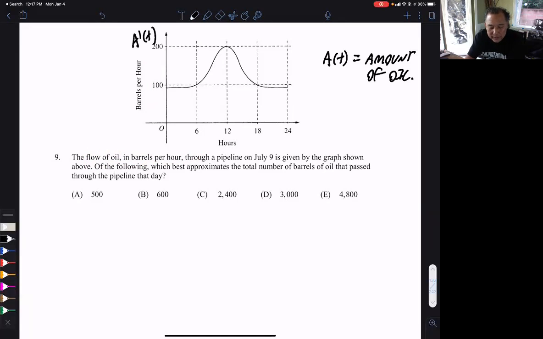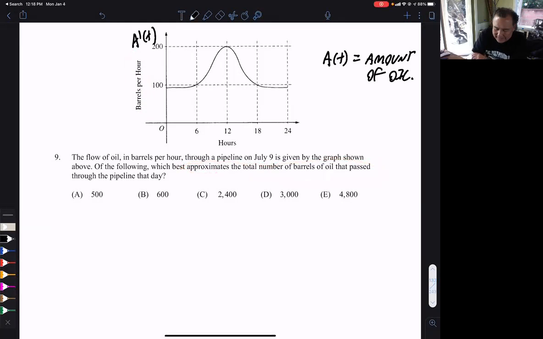It's how fast oil is flowing, so it's a rate. The clue is it's in barrels per hour, or units per hour. So that's the derivative. They don't tell you, but that's a derivative. It's the rate at which oil is flowing through the pipeline. So they want to approximate the total number of barrels of oil.